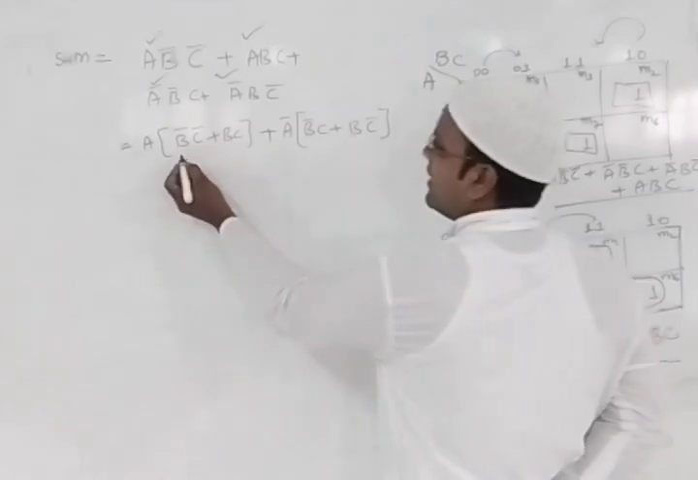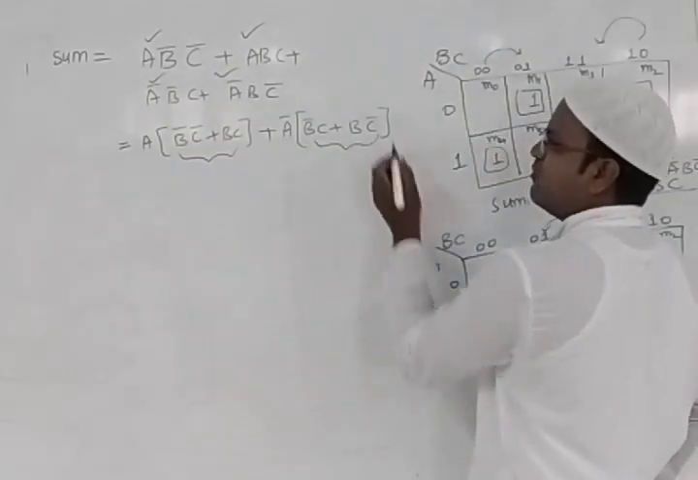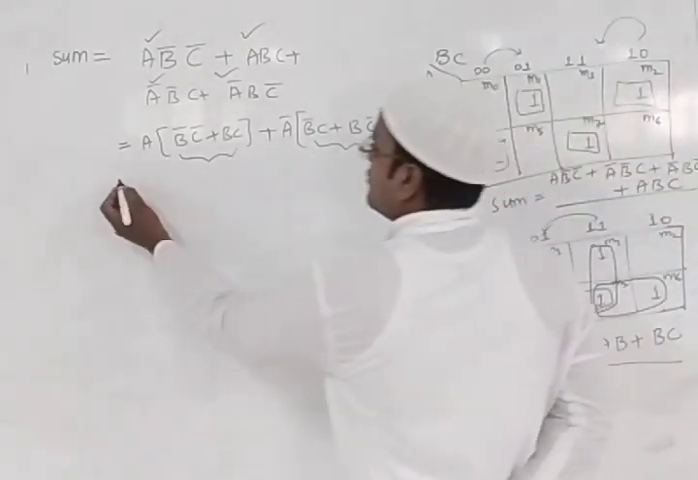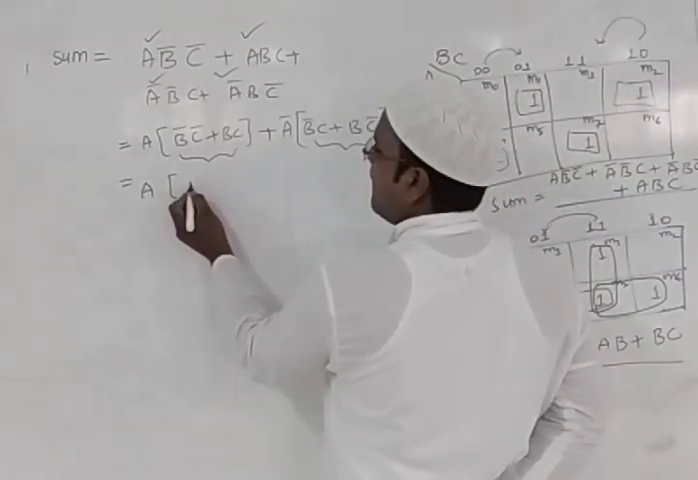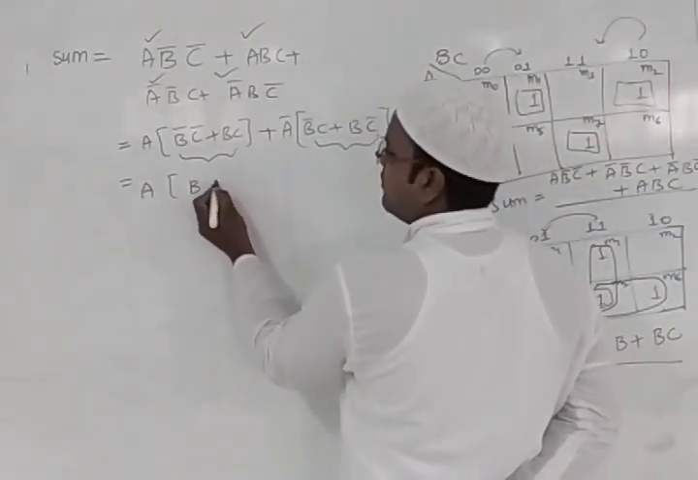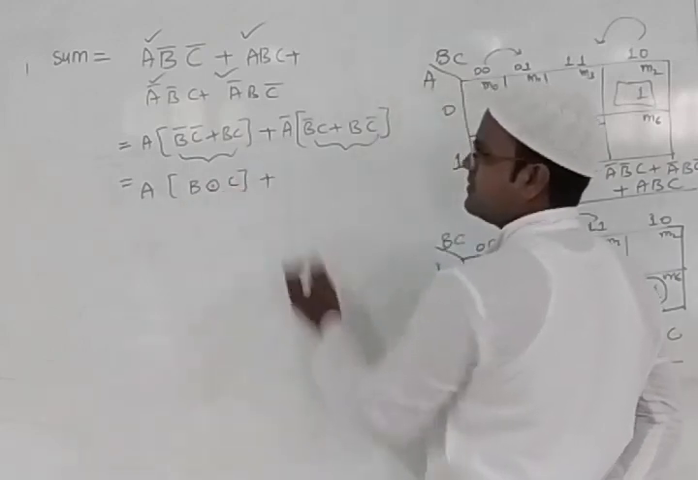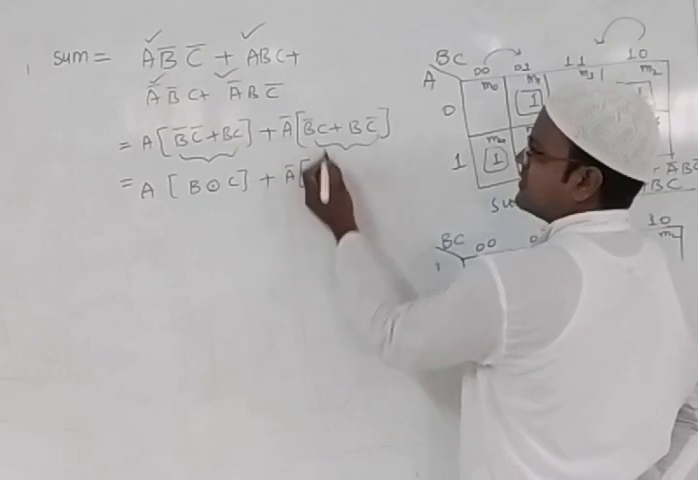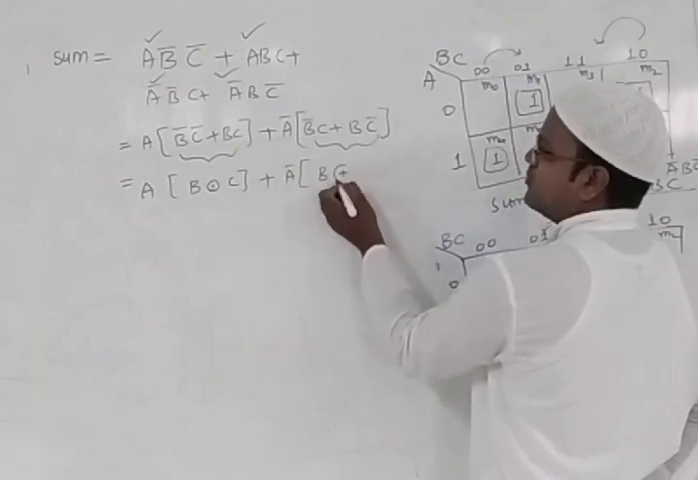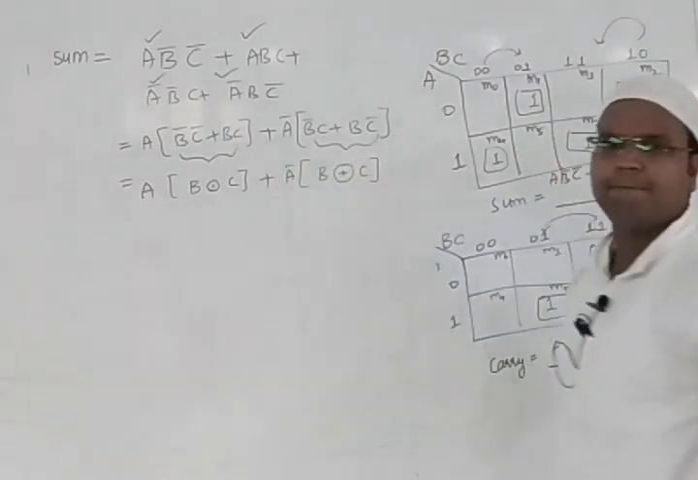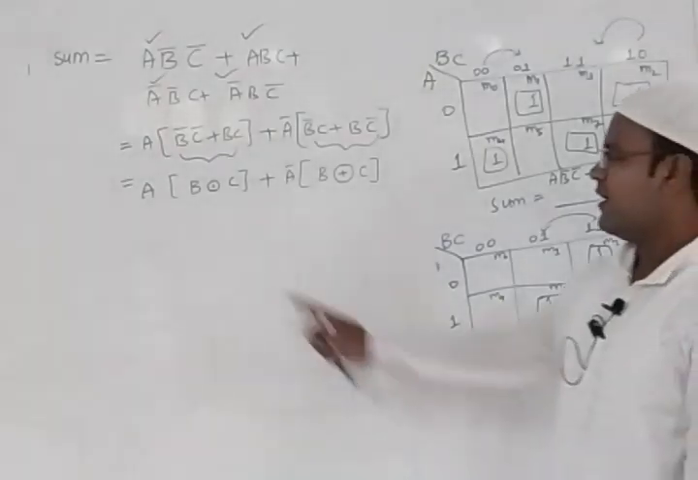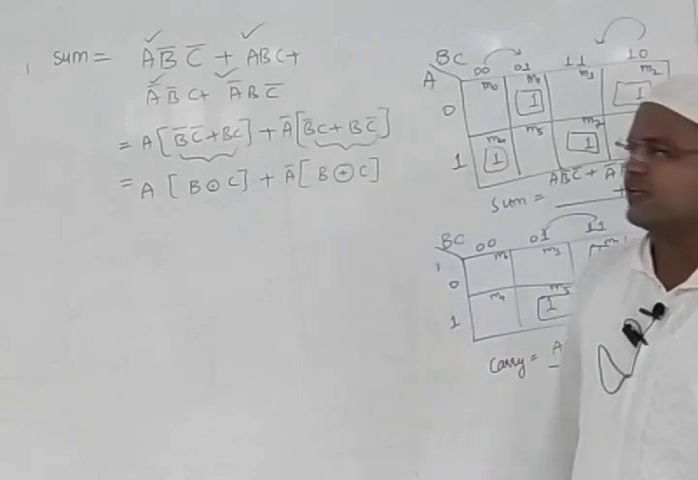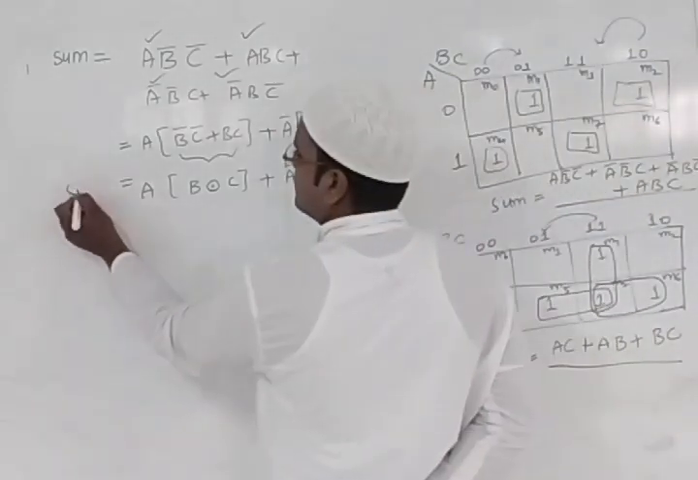So now what I can write, this is nothing but exclusive NOR and exclusive OR. So this A as it is, I can write as B exclusive NOR with C, plus for the rest of this part, A complement as it is, this is nothing but B exclusive OR with C. Right? So we got A with B exclusive NOR with C plus A complement with B exclusive OR with C. So this is your sum.